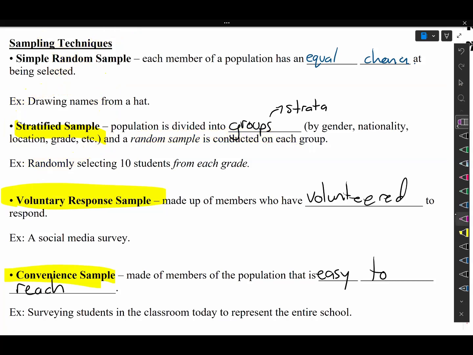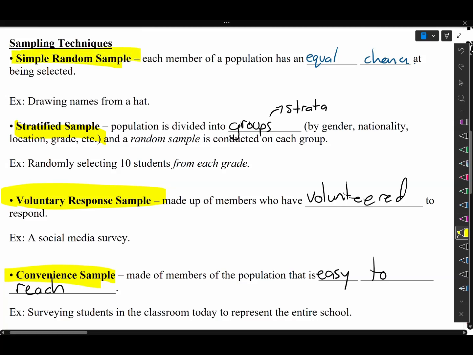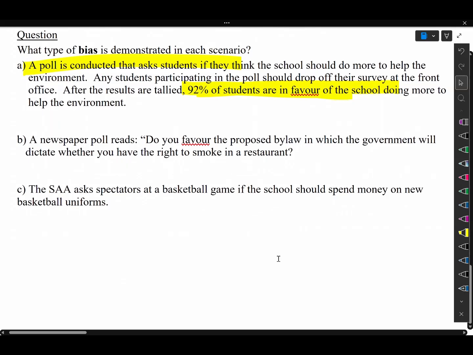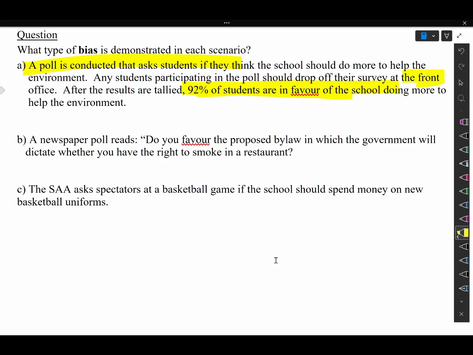Now, when we're working right here, we recognize that in this situation, volunteers are coming to give their inputs on whether the school should be doing more to help the environment. They are volunteering to come by the front office. Well, if it's a voluntary response sample, as we spoke about in the previous part of the lesson, then we're expecting those to show up who really are the most passionate students. Because of that, they're not necessarily going to reflect the population itself.